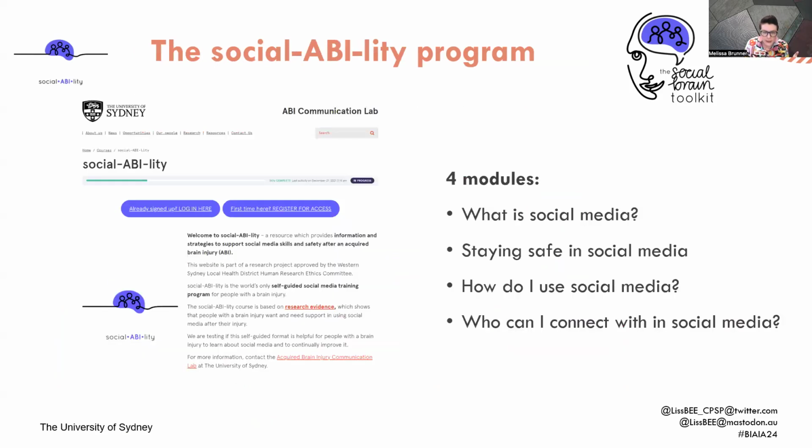And so I thought I'd tell you a little bit about the social ability program itself. So it takes about 2 to 3 hours to work through, and the content covers these 4 modules. So what is social media, staying safe in social media, how do I use social media, and who can I connect with in social media? And one of the things that came through in the collaborative design was cyber safety was a really big concern for a lot of people. And so we've threaded that through all 4 modules, even though there is one specific module that focuses on staying safe in particular.